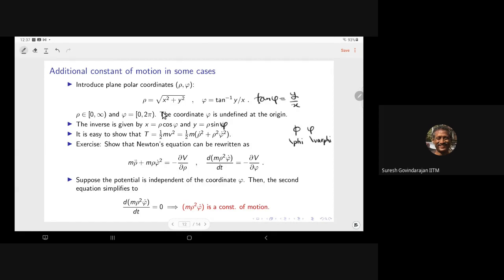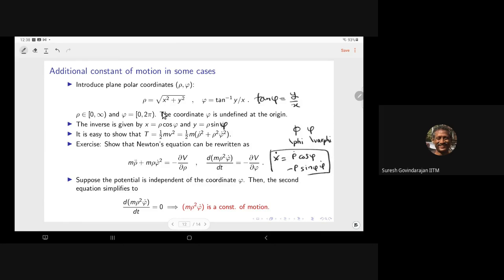Then you can work out T, a symbol you use quite often for kinetic energy. It's half m v squared, and if you change variables from x and y, you can work this out. If you look at this, x dot will be rho dot cos phi minus rho sin phi phi dot. You can plug all those things into half m v squared and get this.